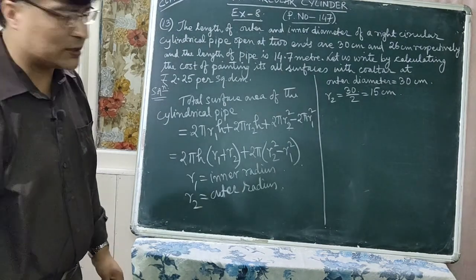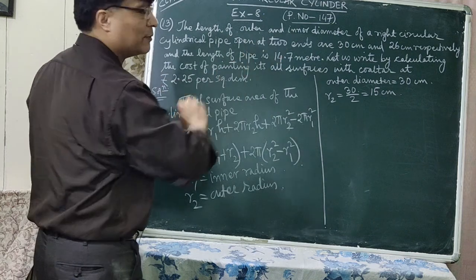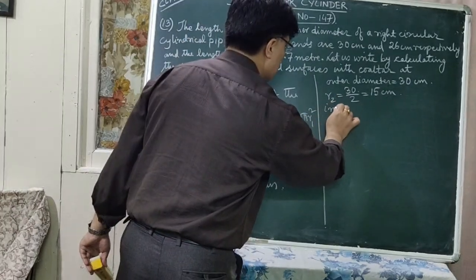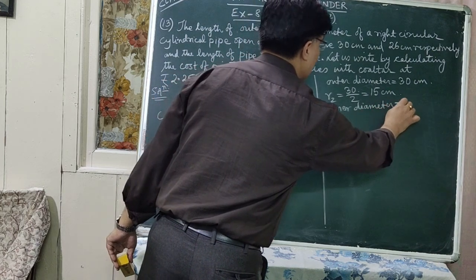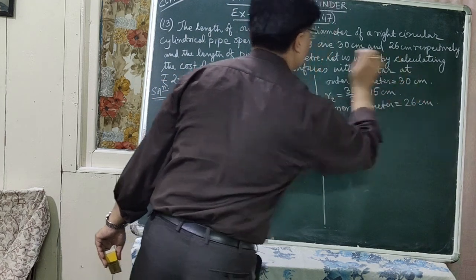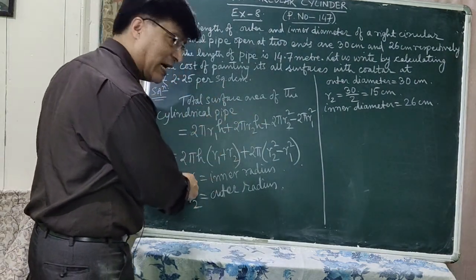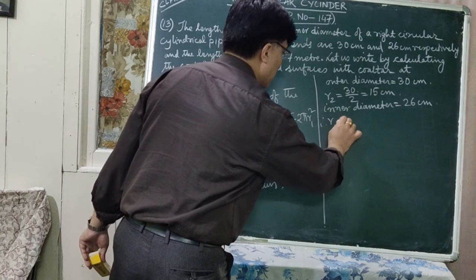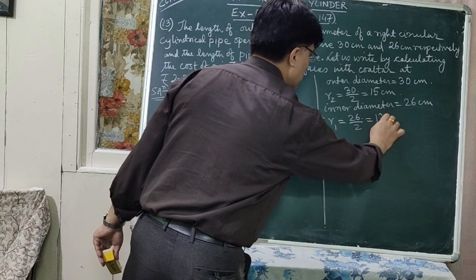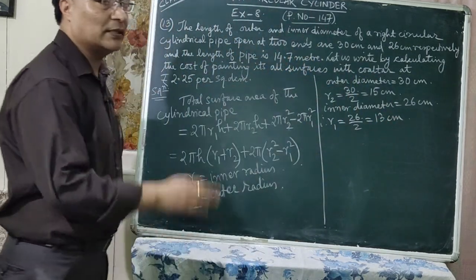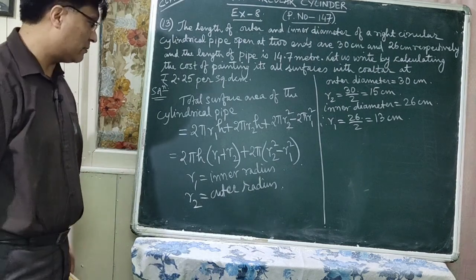So I think I've understood it. Next, what is the inner diameter here? Inner diameter is 26 centimeter. So what is the inner radius now here? R1, what is the value for R1? R1 is equal to 26 by 2, which is equal to 13 centimeter. That is the inner radius. Okay, R1 is the inner radius.